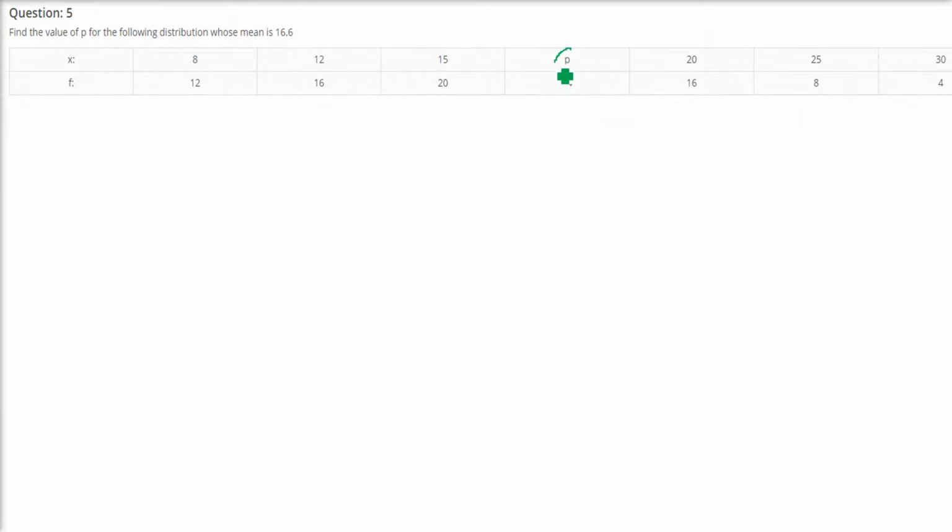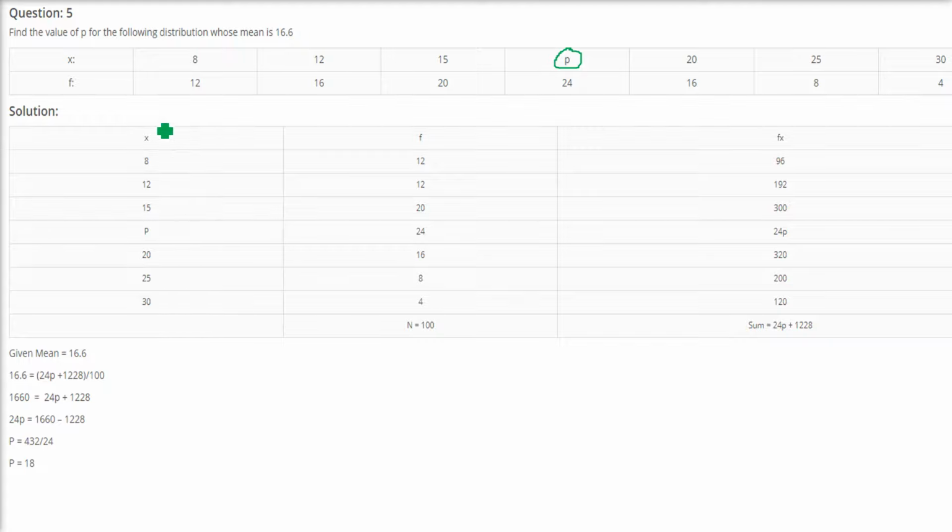Now this is the distribution whose mean is 16.6. So we have x here, f here, we will multiply each element, like this, all these, and we write it here. Then we add all these, so this will be sigma fx. Sigma fx comes to be 24p plus 1228.